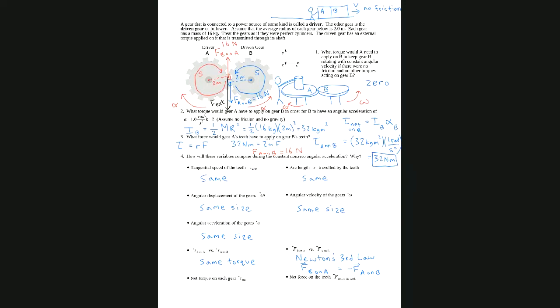So the net torques, interestingly, they actually have to be the same. Why do they have to be the same? Because both gears have the same alpha. They have the same angular acceleration. So by Newton's second law, both need the same net torque.